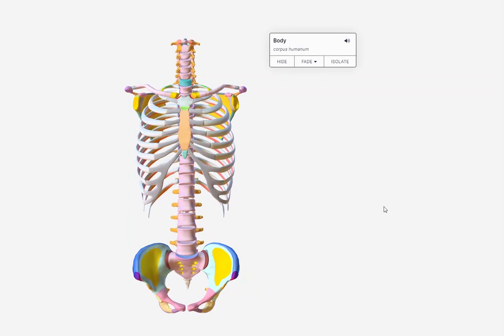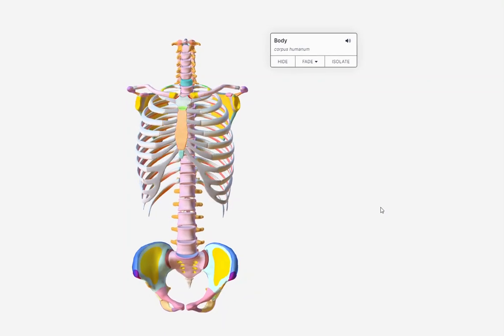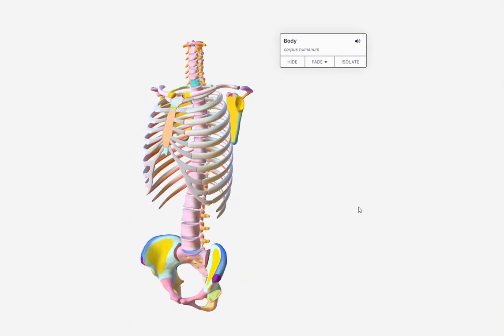Rotate back. AP projection. RPO position. Right posterior oblique. Right rotation. Now we have elongation of the right ribs, elongation of the right ilium. That's how it's going to look on our x-rays when we do it.